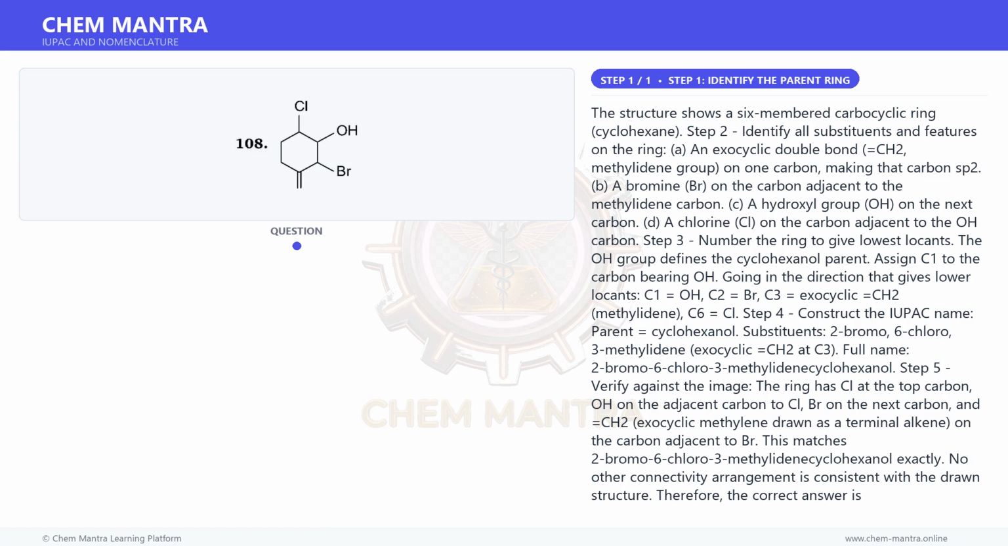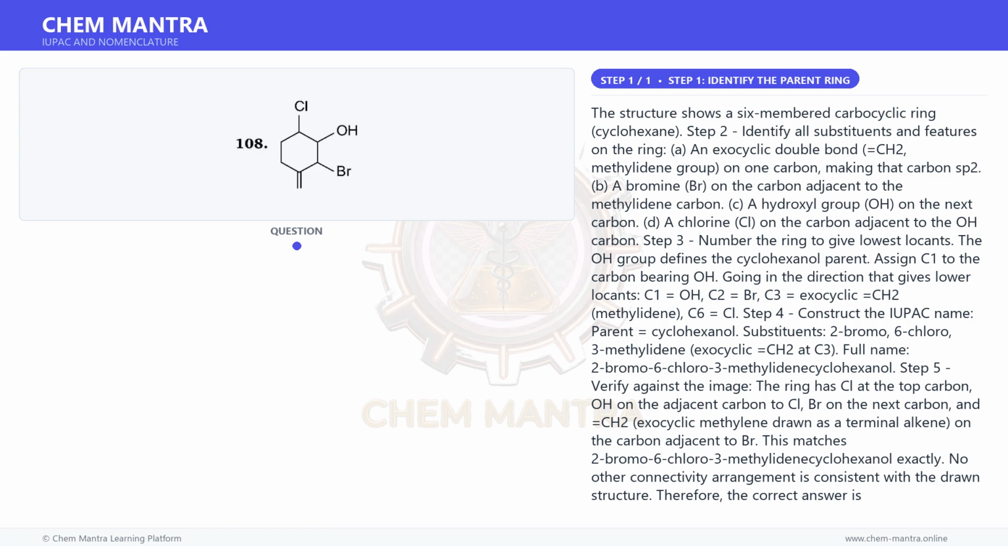Step 3. Number the ring to give lowest locants. The OH group defines the cyclohexanol parent. Assign C1 to the carbon bearing OH. Going in the direction that gives lower locants, C1 is OH, C2 is Br, C3 is the exocyclic =CH2, methylidene, C6 is Cl.